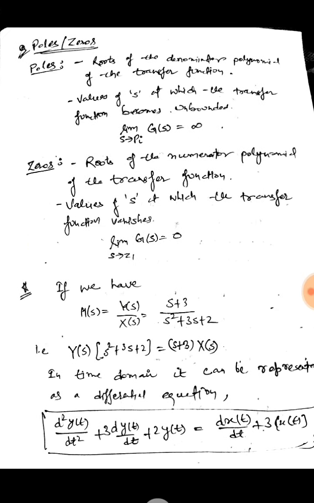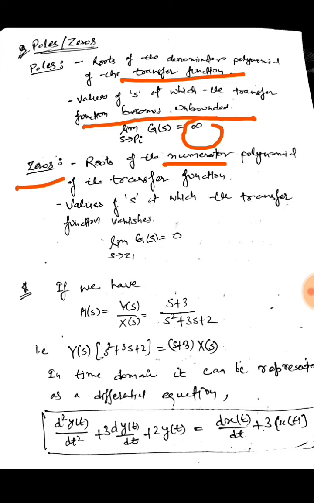Now poles and zeros: the ratio of the numerator and denominator polynomial of the transfer function. Poles are nothing but the roots of the denominator, at which the denominator becomes 0 or the transfer function becomes infinite. So the value of s at which the transfer function becomes unbounded or infinite, which I have already told you. Okay, similarly zeros are the roots of the numerator, or the values of s at which the numerator becomes 0 and the transfer function vanishes or becomes 0. So these are poles and zeros.